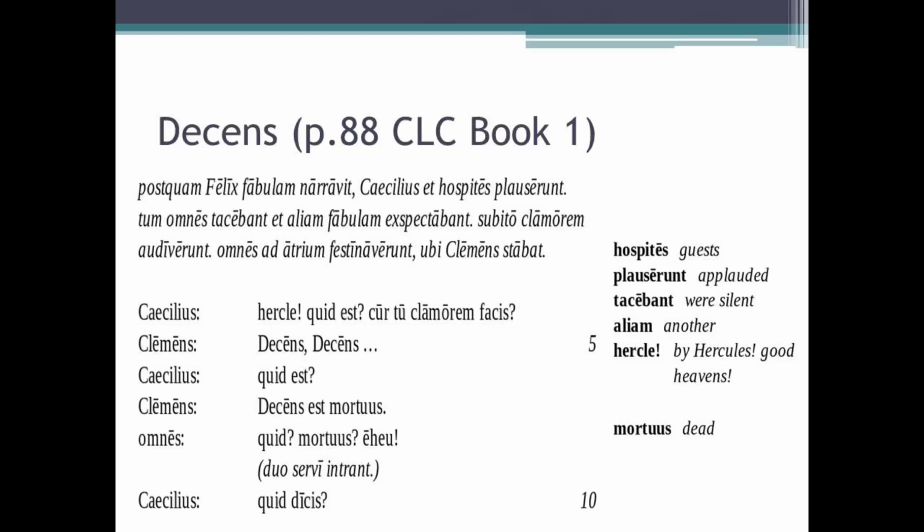Clemens: Decens, decens. This means Decens, Decens. Caecilius: Quid est? What is it? Clemens: Decens est mortuus. Decens is dead. Omnes: Quid? Mortuus? Eheu! This means everyone: What? Dead? Oh no. Duo servi intrant. Two slaves enter. Caecilius: Quid dicis? Caecilius, what are you saying?